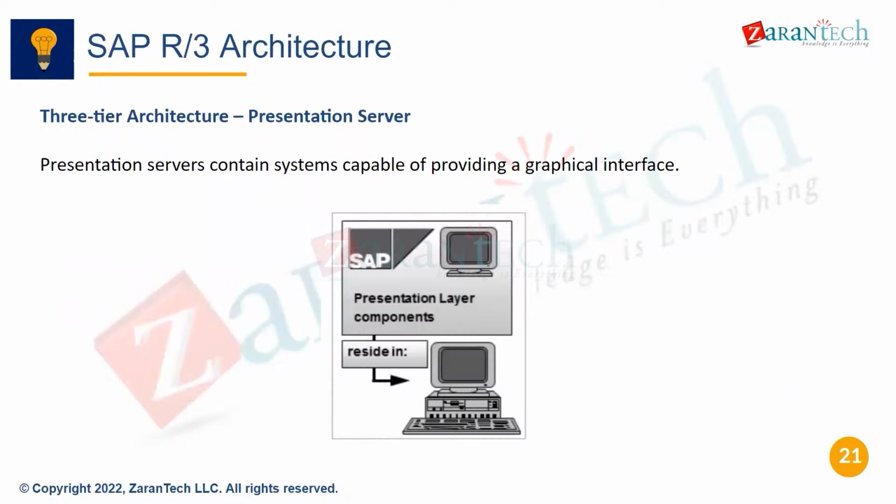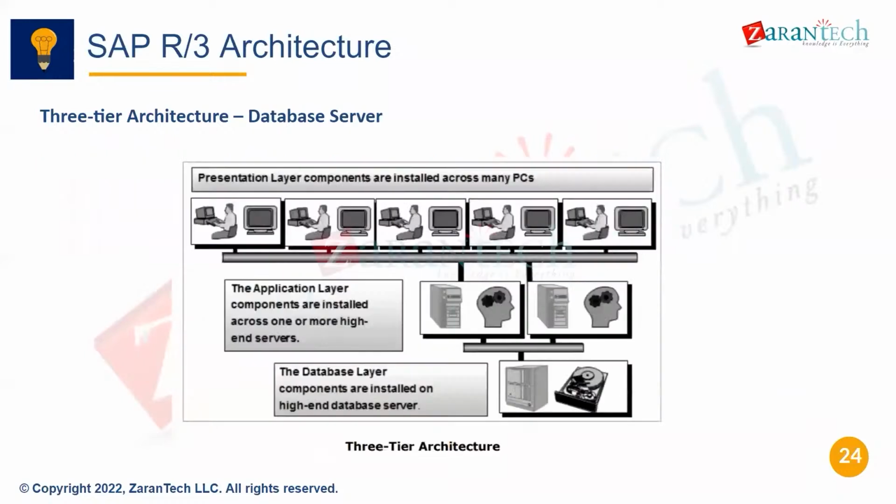So three-tier architecture. It started in the 90s with the R3. It is also called three-tier architecture, and it is valid in SAP ECC as well. So this is the overall architecture. It has a presentation layer, application layer, and database layer.